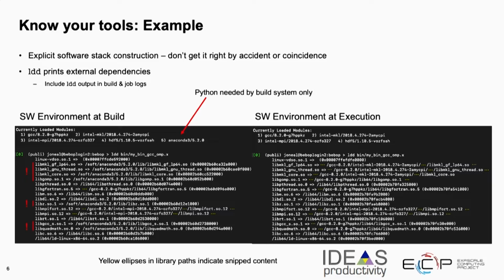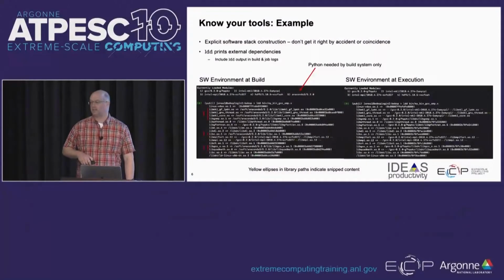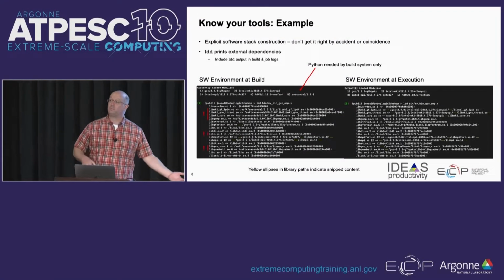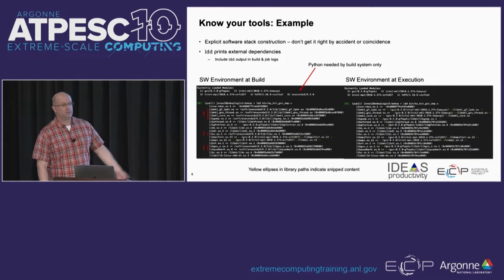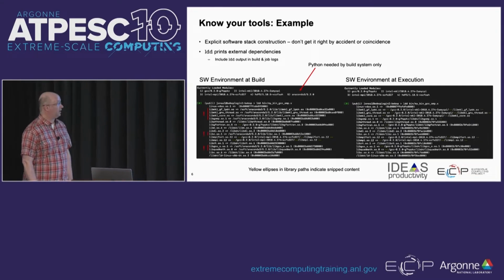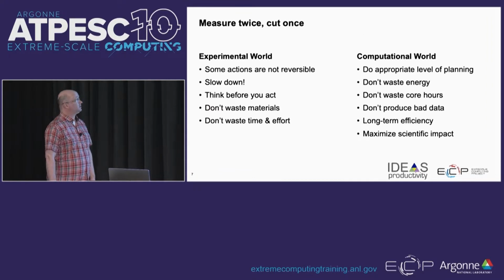I brought this example up as well because I started to realize that these are types of notes that I should actually be recording. Right? I want to write into my build logs and my job logs what the software environment was and do this nice little LDD sanity check. So I can build my build and job scripts to capture that sort of data for me in an automated way. So measure twice and cut once.